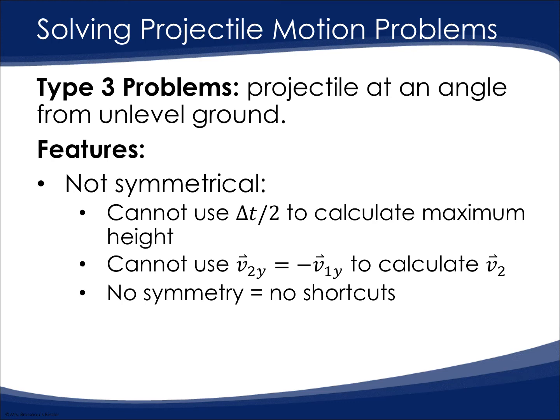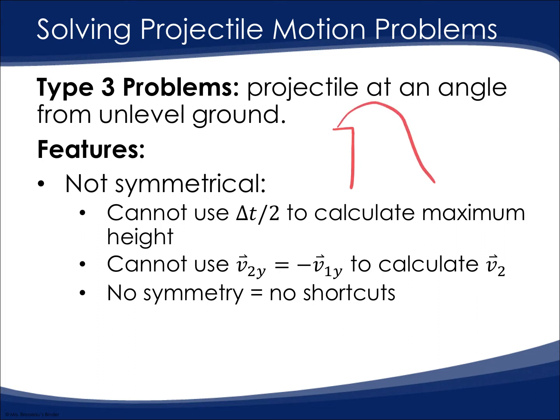Alright, so today we're going to learn how to solve the last type of projectile motion problems. These are a projectile that is launched at an angle from unlevel ground, so we're kind of combining types 1 and 2 together. It's not symmetrical, right? It's going to look like, if you're on a cliff or something, it's going at an angle up and then coming back down.